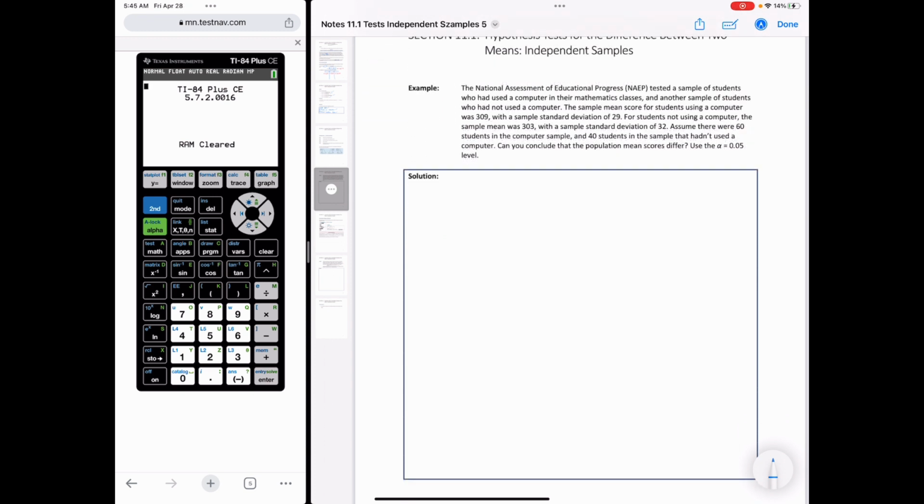Now, here's the same problem that we just talked about, and they're telling us, can you conclude that the population mean scores differ? Use the alpha equals 0.05 significance level. And we're going to do this as a complete test. So here's how we're going to start. We'll start with our conditions. They did an SRS. The two samples are independent.